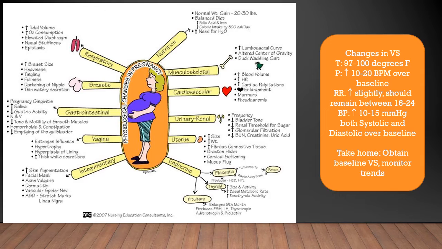With the skin, we see hyperpigmentation, striae or stretch marks, and varicosities, which are varicose veins. The endocrine system, we see a change in hormones to support the pregnancy, and we need to monitor for gestational diabetes and hypothyroidism. With the immune system, we see the body adjusting to a foreign traveler, and if the mother is Rh negative, we may have to give RhoGAM.